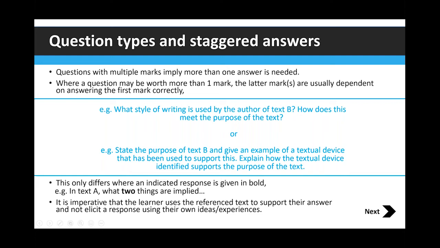So an example may be, what style of writing is used by the author of text B, and how does this meet the purpose of the text? Or something along the lines of, state the purpose of text B and give an example of a textual device that has been used to support this. Explain how the textual device identified supports the purpose of the text.